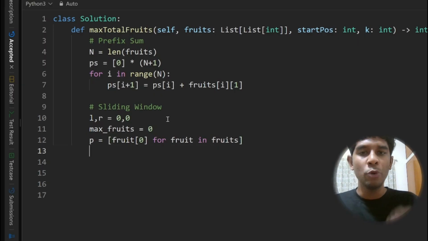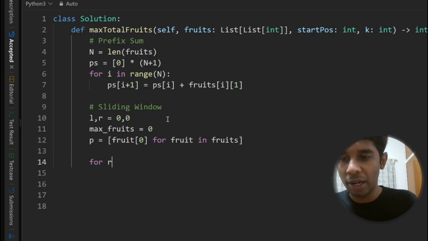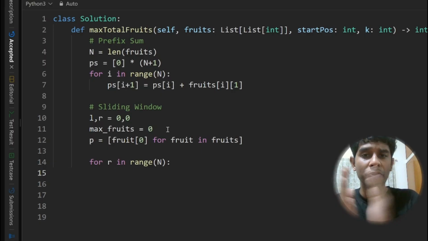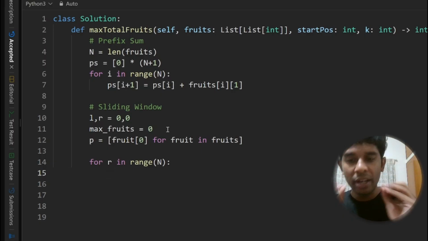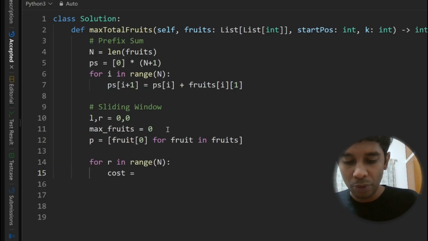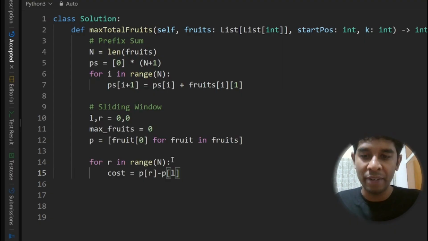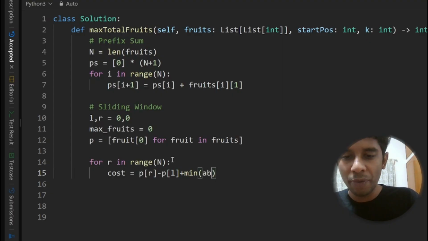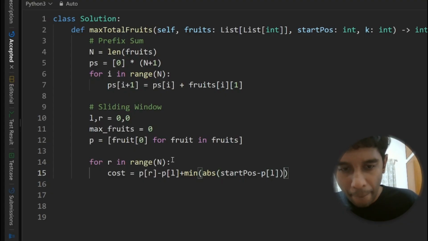Okay, got it. Now we move to the code sliding window algorithm for R in range of n. This part automatically takes care of increasing the window size for each iteration of this loop. Now inside this loop, the first part is to check the cost. So cost is equal to P of R minus P of L. Now you can already see how extracting the positions made my writing very simple here. Instead of writing fruits of R of 0, I'm just writing P of R. Right? Plus minimum of absolute value of start pos minus P of L, comma, absolute value of P of R minus start pos.